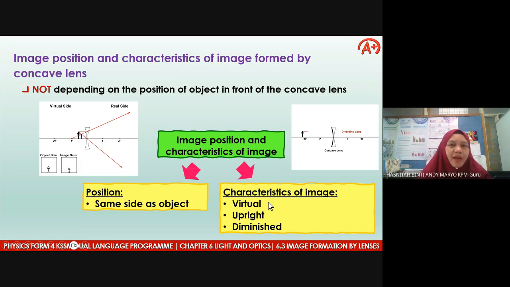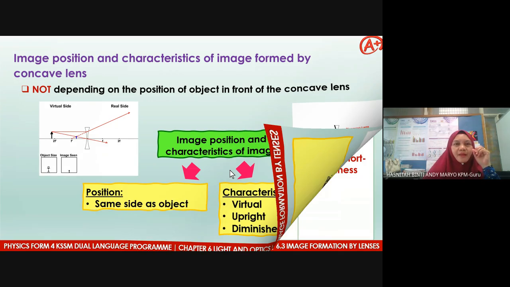So remember the 3 characteristics for concave: VUD. Virtual, upright, diminished. Only 1 characteristic set: always virtual, upright, and diminished regardless of the position of the object. So that goes for concave. For convex, it depends on 6 different positions where we place the object.